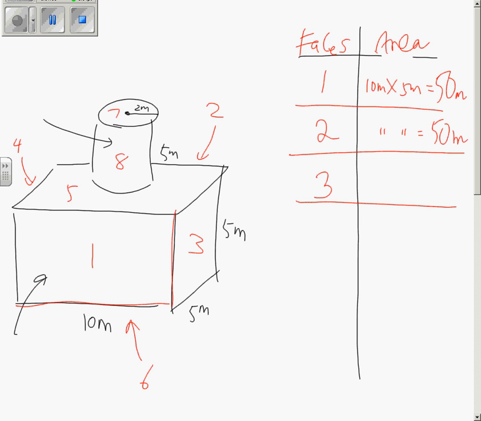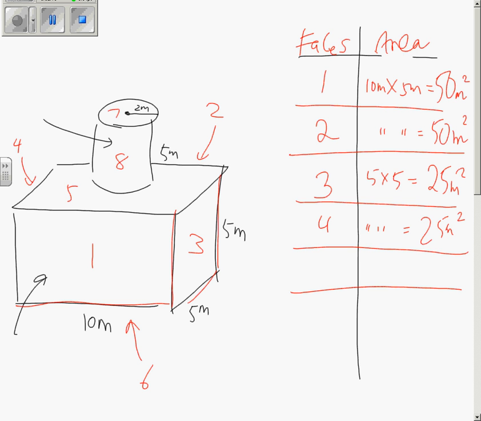Face 3 is 5 by 5. 5 meters by 5 meters. I forgot my square units here. 25 square meters is the area. And 4 is identical as well, it's also 25 square meters. So we have our first 4.